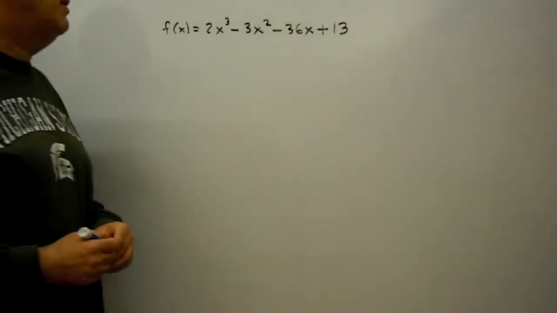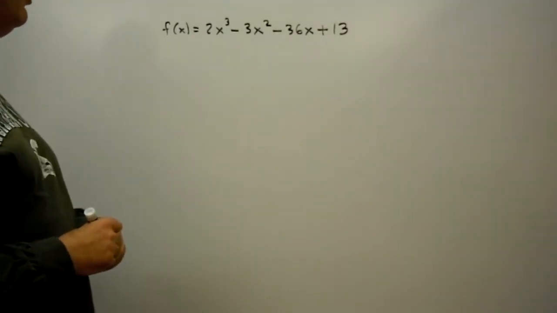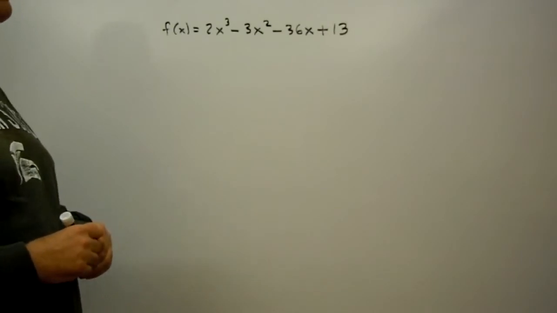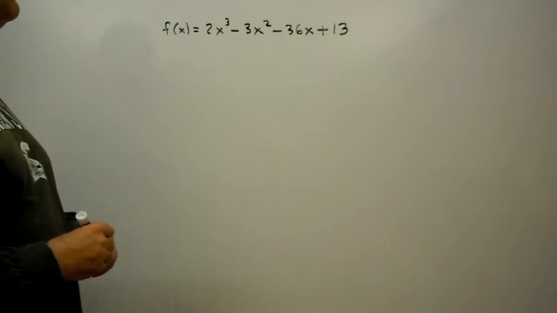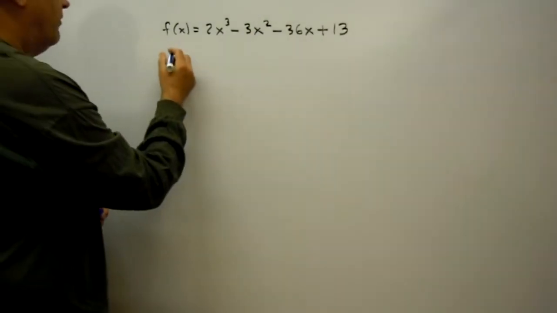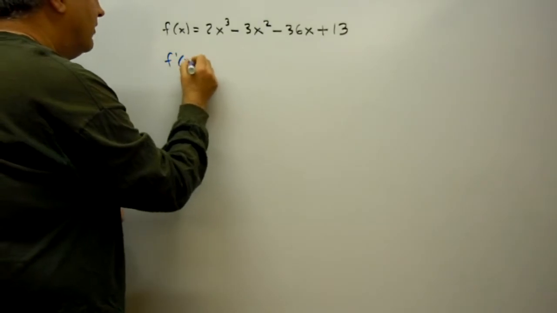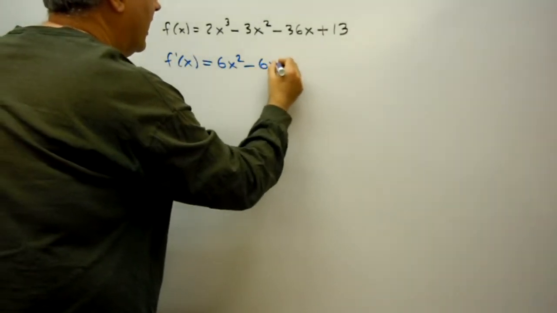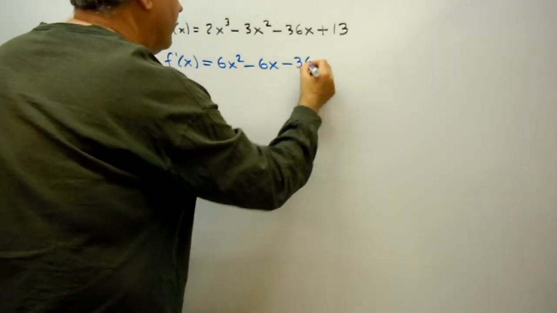What the first derivative of a function can tell you is not only where it has potential maximum and minimum points, but also intervals where the function is increasing or decreasing. So for this polynomial, the first derivative is 6x squared minus 6x minus 36.